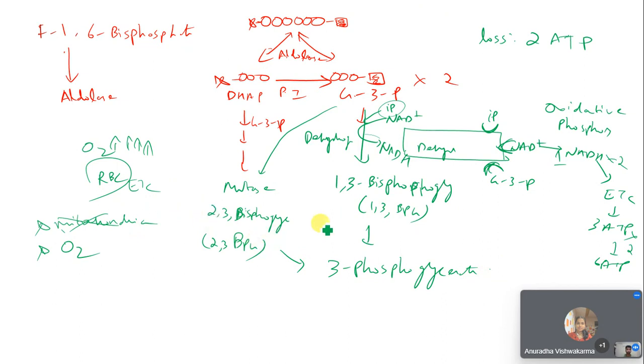Okay, from here, one ATP is getting formed. Here I think ATP is formed, right? Yes, yes, sir. ATP is formed here.